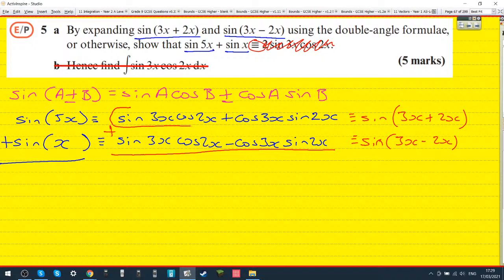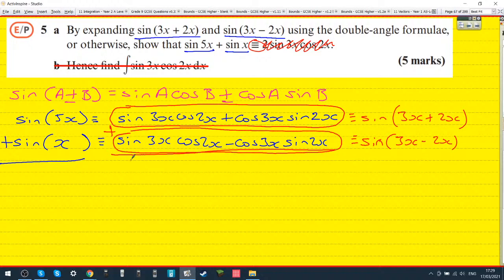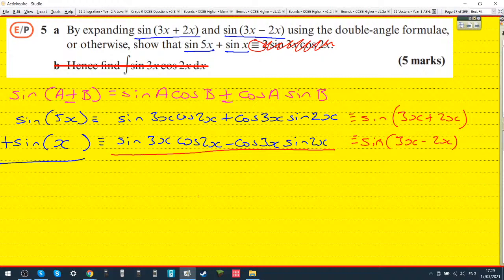This is the same as sine 5x. This is the same as sine 1x. And so adding sine 5x and sine 1x will be the same as adding these two together. So we get, oh yeah, so 2 sine 3x cos 2x, and the other bit cancels out. Yeah.